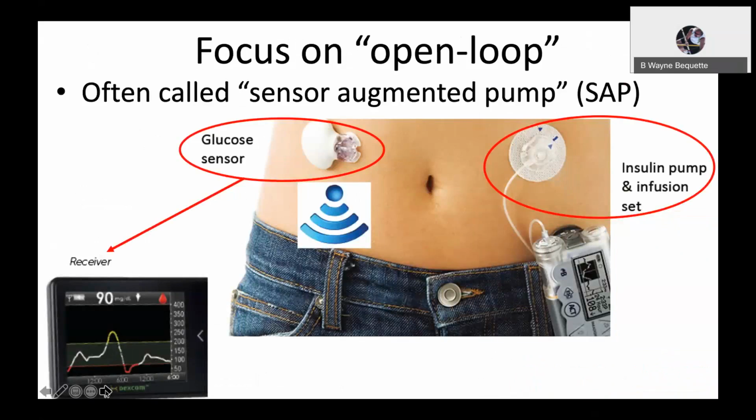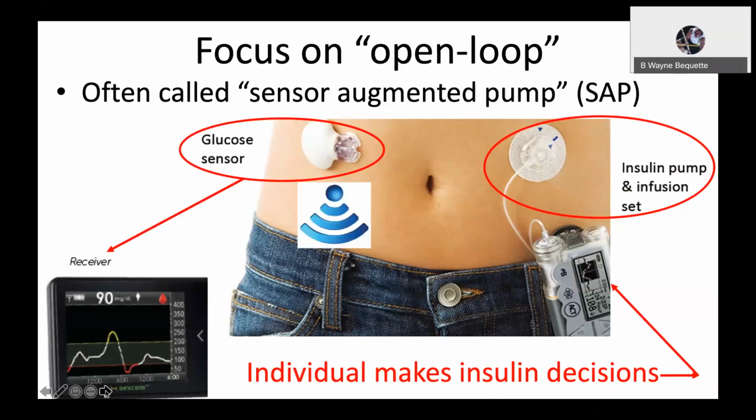This diagram, again, takes off a previous screencast and shows what is known as sensor augmented pump therapy, where you have a continuous glucose sensor with signals available every 5 minutes displayed on a receiver, and a continuous insulin infusion pump and infusion set shown on the right-hand side. And it's really the individual that makes insulin decisions.